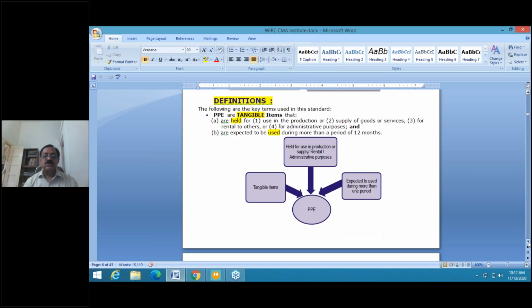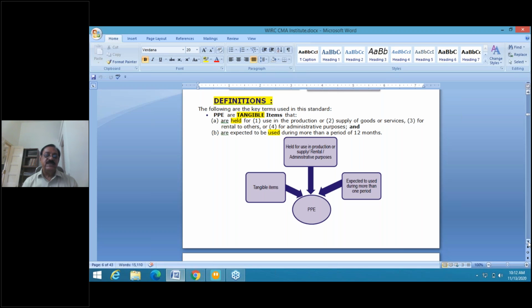Now friends, go to some important definitions. The first definition is obviously PPE. What is PPE? PPE are tangible items. So friends, tangible, and you all know what is tangible. Tangible is one which you can touch, you can see. So obviously intangible assets are excluded from this AS, because there is a separate Ind AS for intangible assets. So basically it must be tangible items.